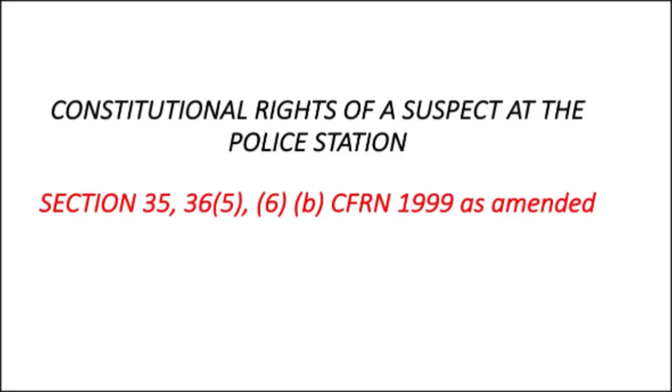Procedure for recording inventory of property of an arrested person under the ACJA, section 10 of the ACJA. Read section 10 of the ACJA. Then you see the procedure. No need to go over it. Now we'll go into the constitutional rights of the suspect at the police station. So you read section 35, all the provisions in section 35, section 36, subsection 5 and subsection 6(b) of the Constitution.